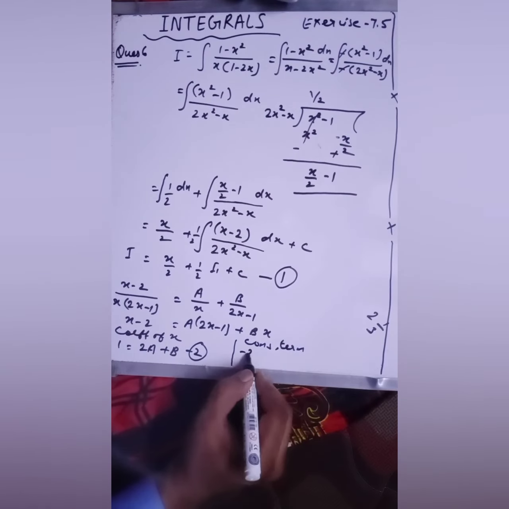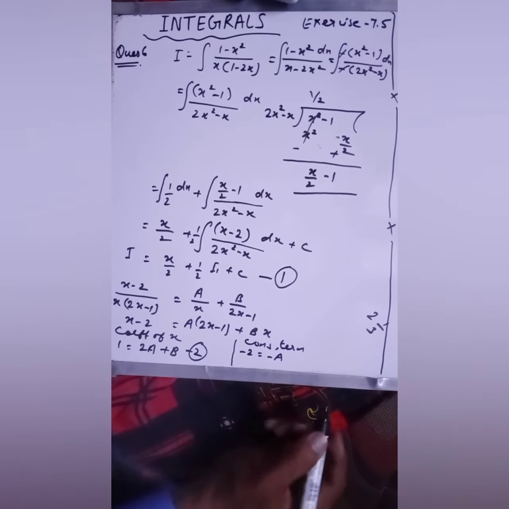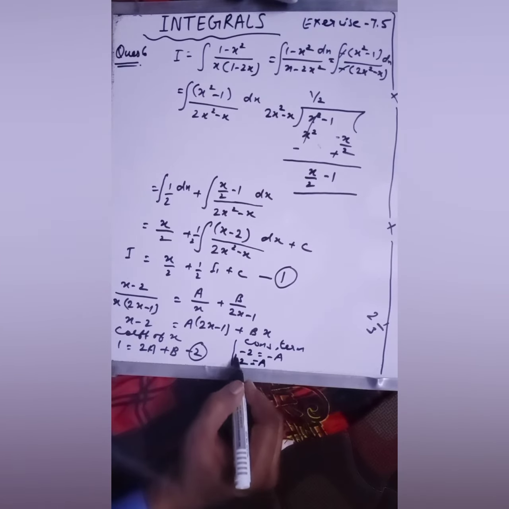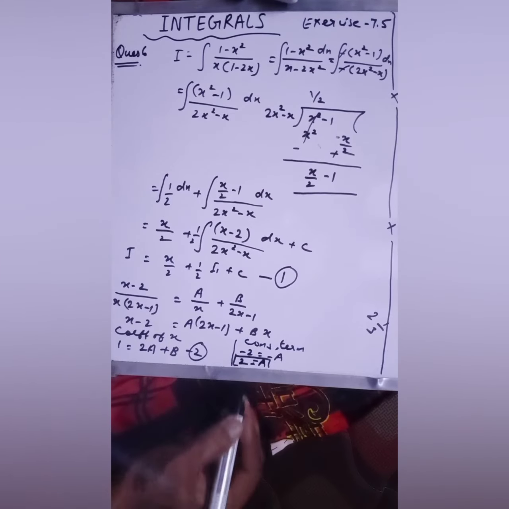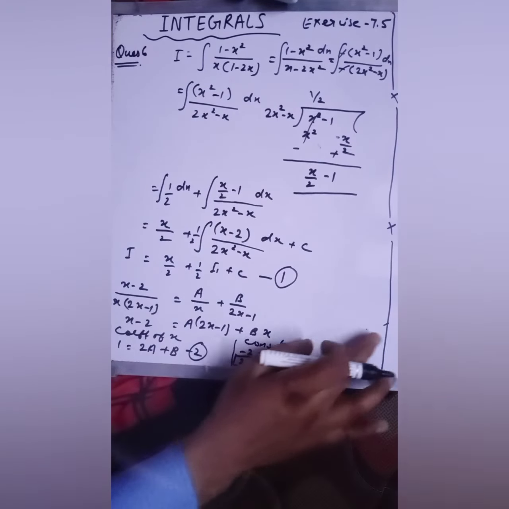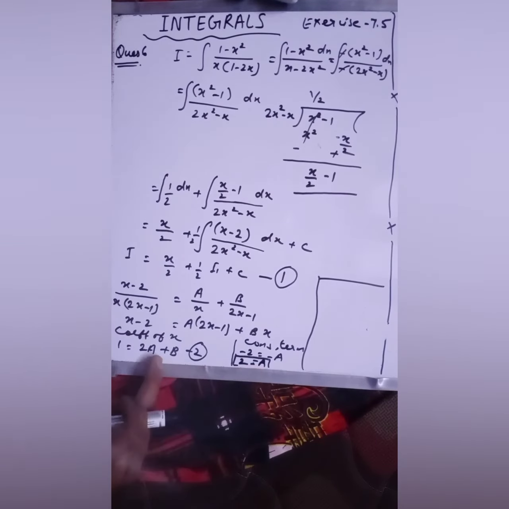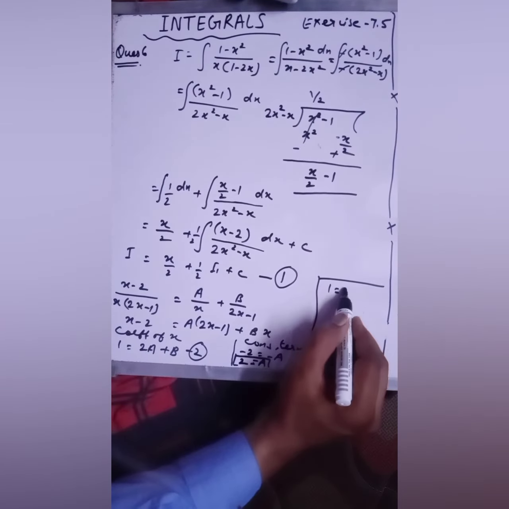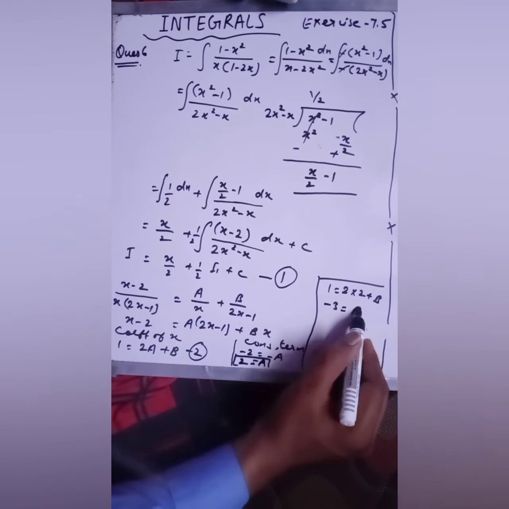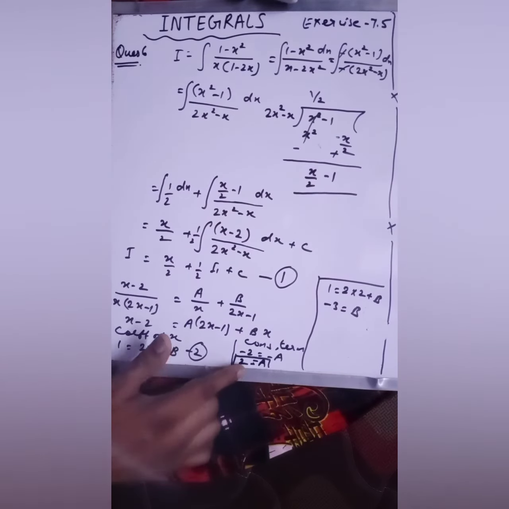So here you will get minus 2, that is equals to minus a and only minus a. Okay, so your a would be 2. So from here your a would be 2, and when you will put this value of a here, I am using this. So when you will put this value of a in this equation, you will get a is equals to 2 into 2 plus b. So here you will get minus 3. So your b would be minus 3. So your a is 2 and b is minus 3.